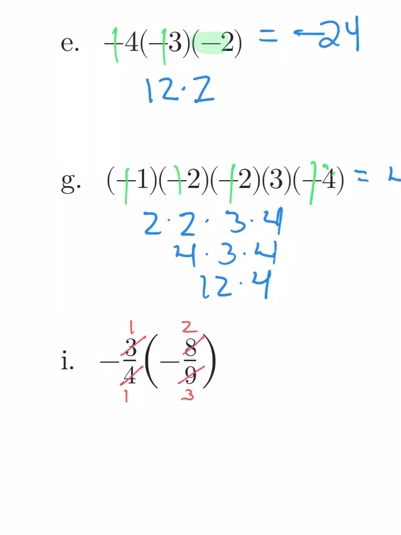I can now go ahead and multiply straight across. I get 1 times 2 is 2. 1 times 3 is 3. And now I do need to take care of my negatives. We have a total of 2 negatives. Since this is an even number, my answer will be positive. Or again, you can go ahead and cross out 2, leaving you with no negative for your final answer.